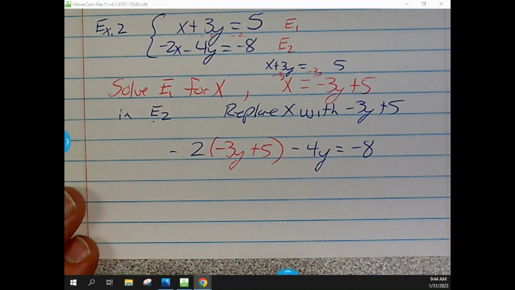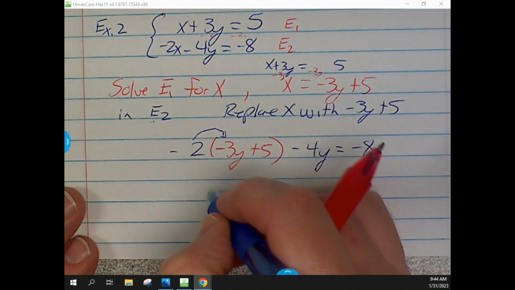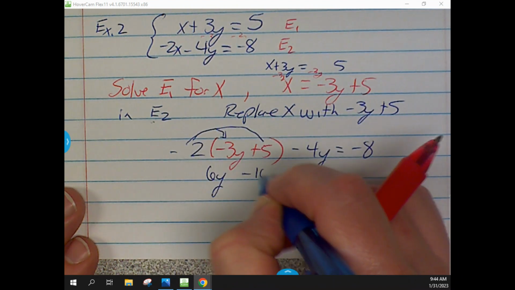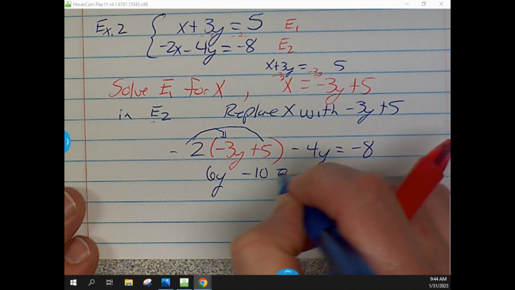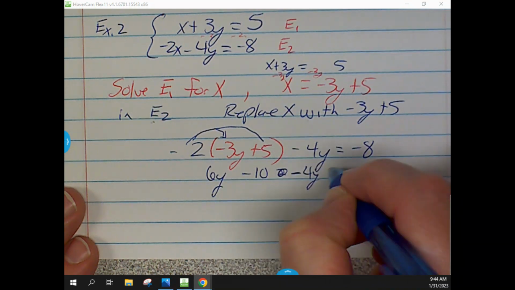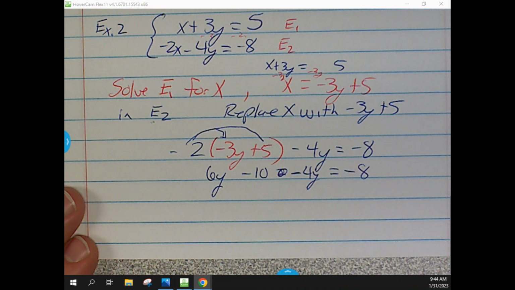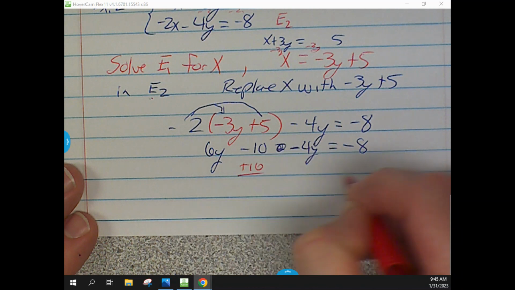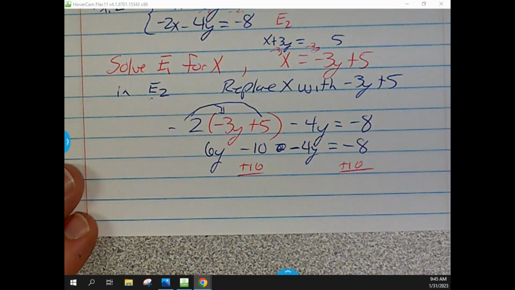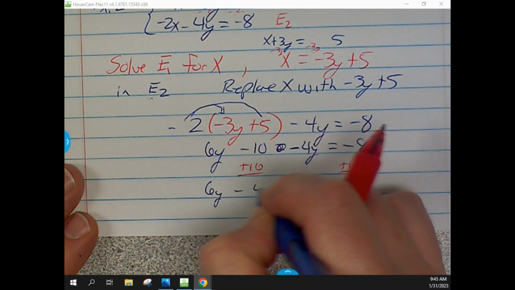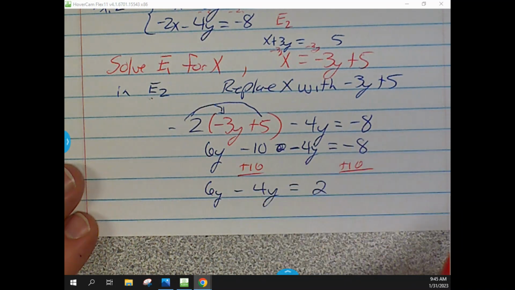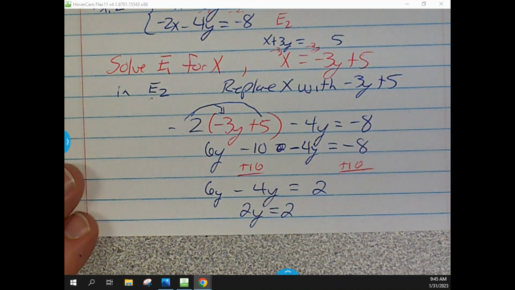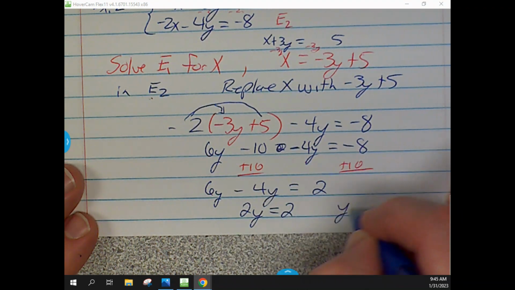Okay, and again, you have to do distributive property. So you got negative 2 times negative 3 for a positive 6. You got negative 2 times 5 for a negative 10. Minus 4y equals negative 8. If you add the 10 to both sides, now we've got 6y minus 4y equals 2. 6y minus 4y is 2y. And then dividing those two numbers, we get y equals 1.